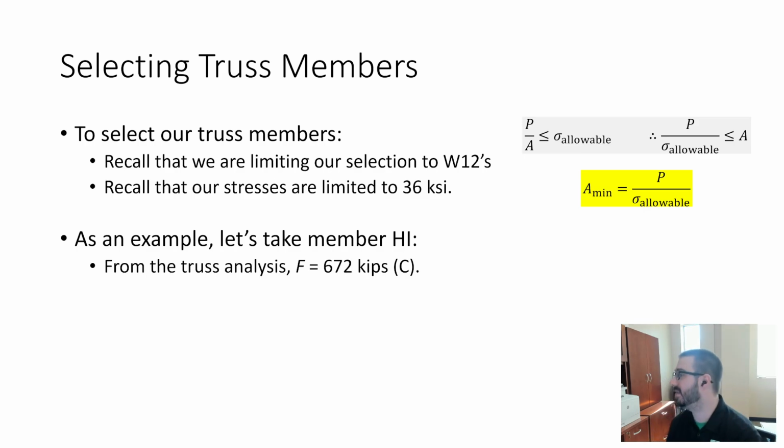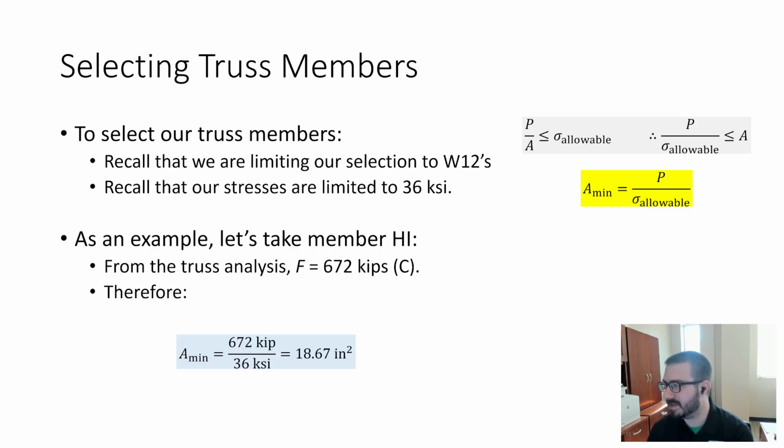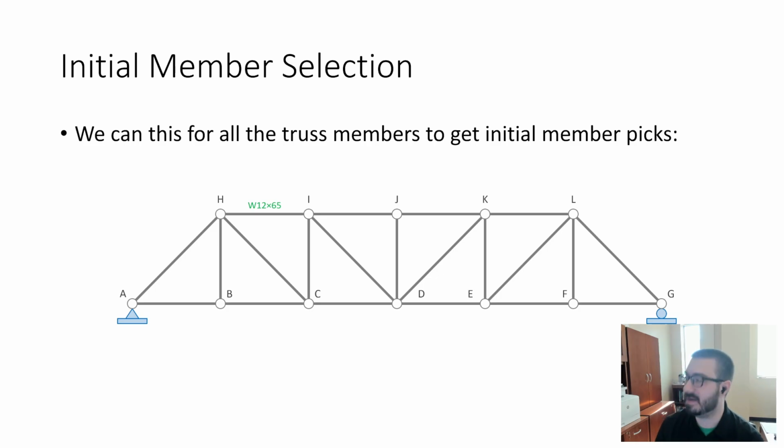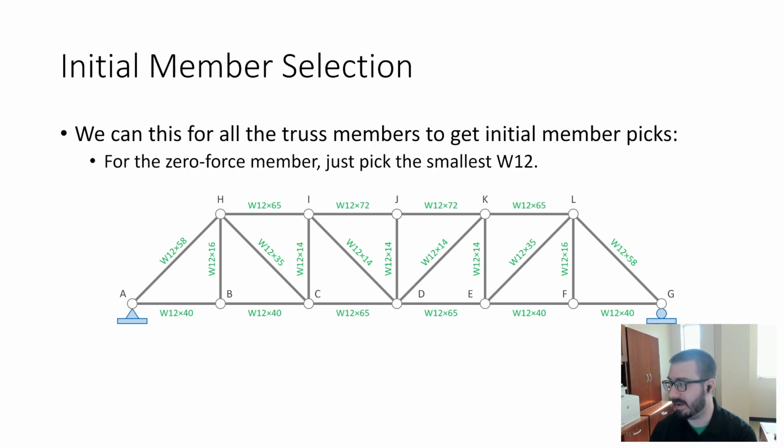We would say, okay, let's take a given member. The member has 672 kips. We would divide that by 36 KSI, get an area, and then pick a member that works, and we would get a W12 by 65. And then we would just do that for every member in the truss.